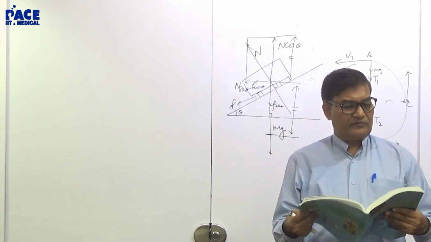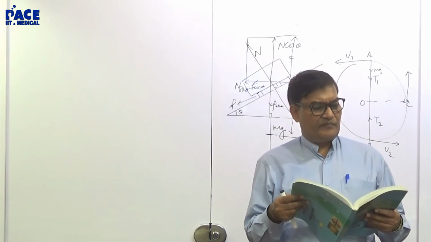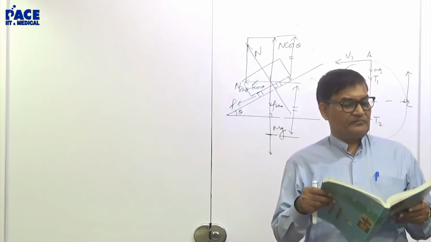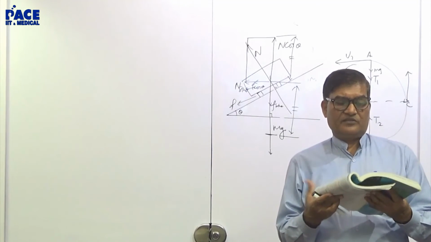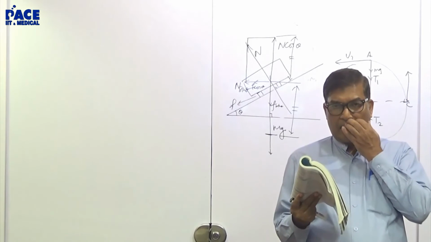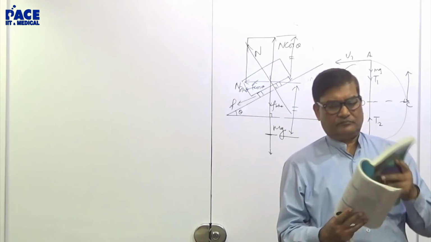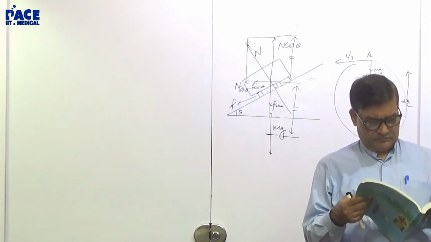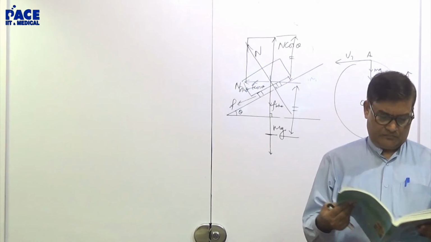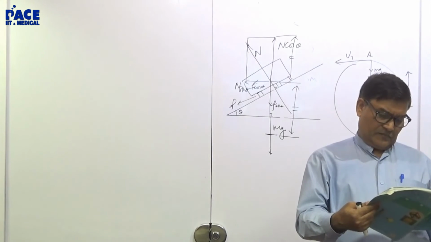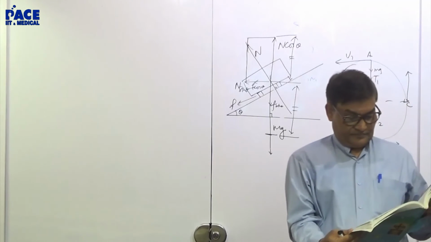The last topic of this chapter, ferromagnetism on the basis of domain theory, and what happens above Curie temperature. And problem based on susceptibility.